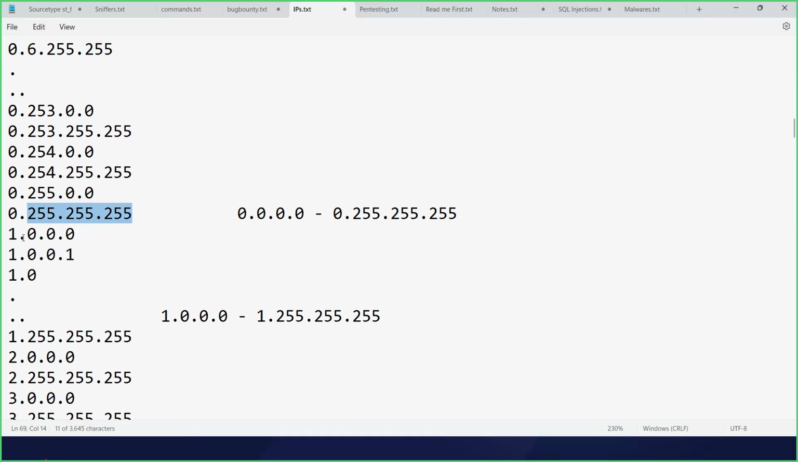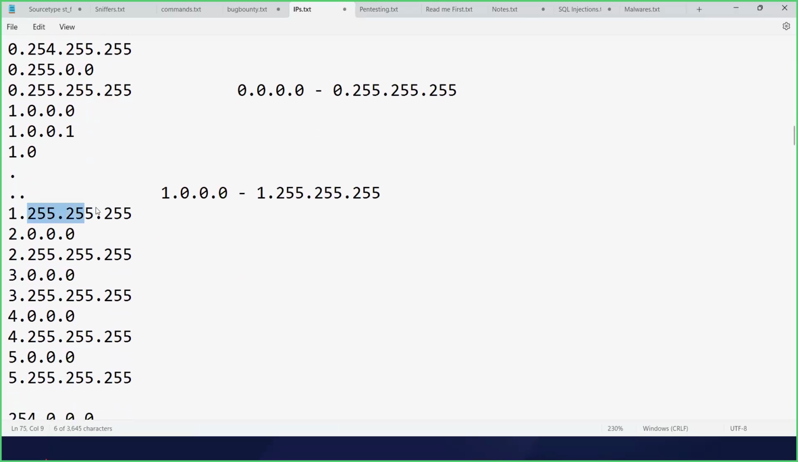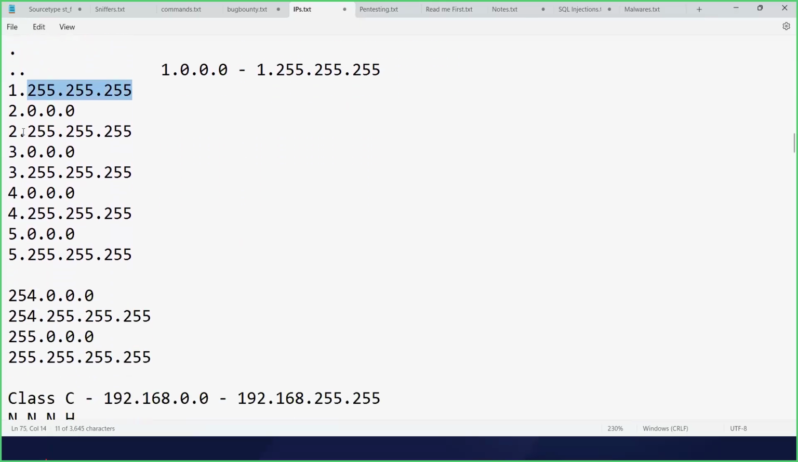So this cycles back to zeros, and the last zero changes to 1. Now, whatever cycle repeated all the way from 0.0.0.0 to 0.255.255.255, the same entire cycle repeats from 1.0.0.0 to 1.255.255.255. The same cycle again repeats from 2.0.0.0 to 2.255.255.255.